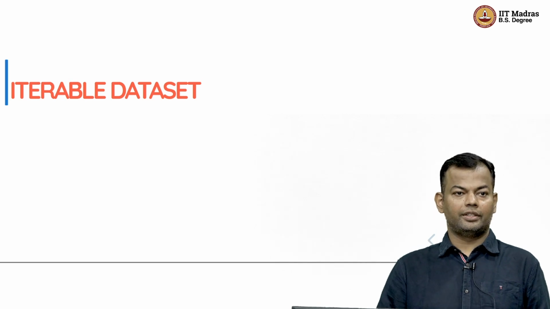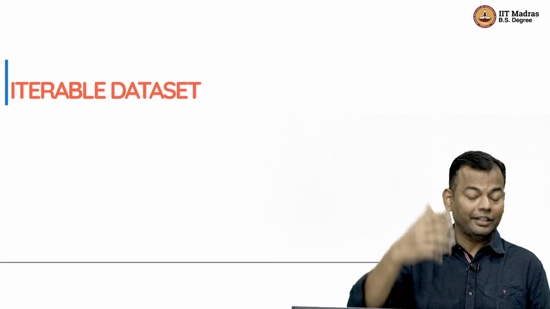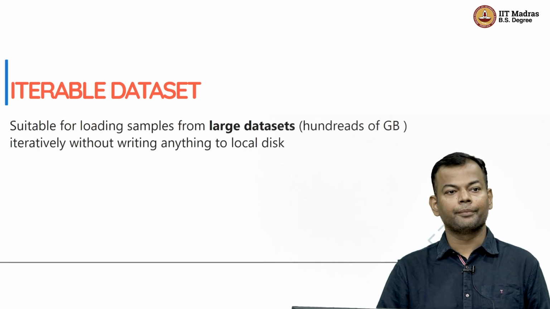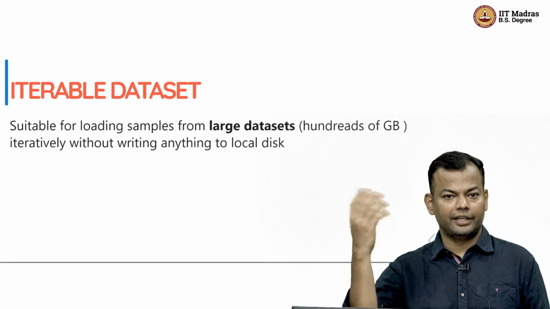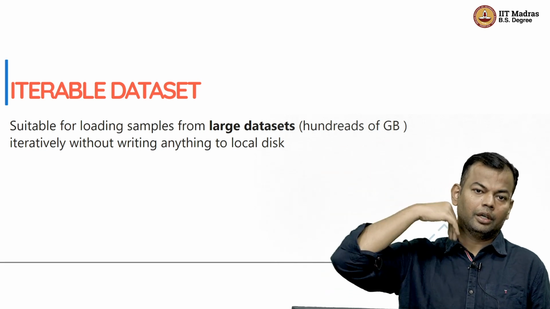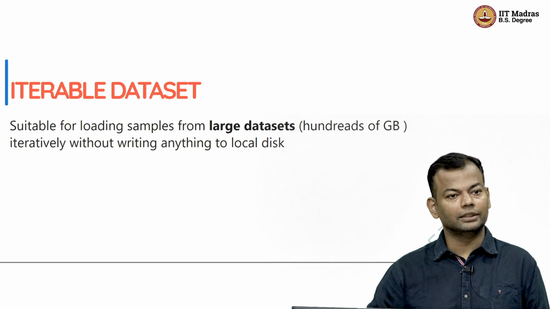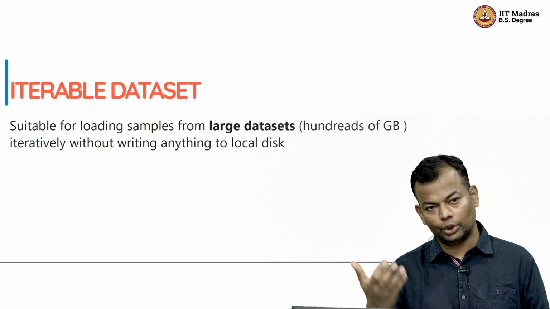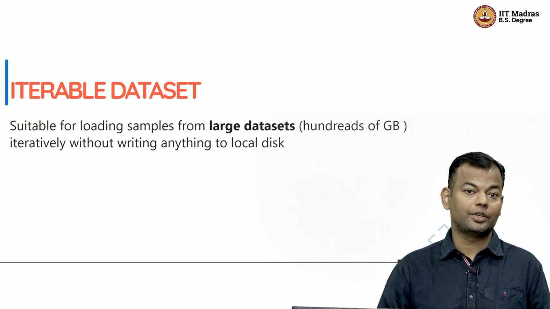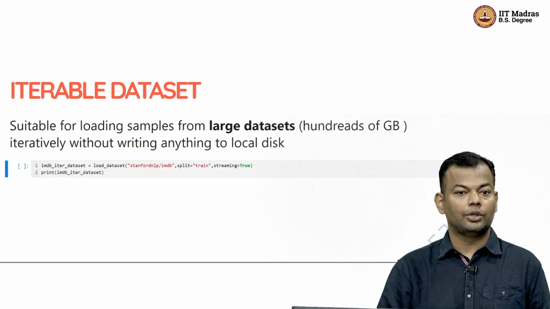The concept that I want to cover is that of an iterable dataset, which is for on-the-fly loading. Let's see what I mean by that. Suppose you have a very large dataset, hundreds of GB, and you don't want to write it to a local disk or get the full download done and then load it from the local disk. You just want to use it on the fly, right? Stream the dataset in some sense. So that you can do.